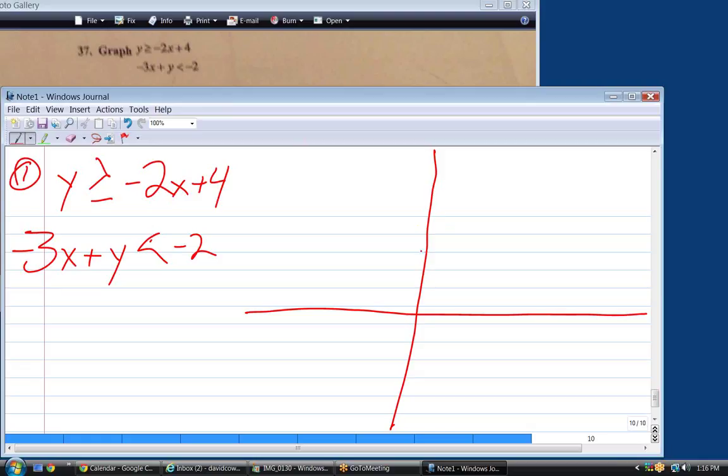You'd start at 4. Let's see, 1, 2, 3, 4. Okay. Then you could go down 2 over 1 to the right. Okay. So that. Is it a solid line or a dotted line? It's solid.